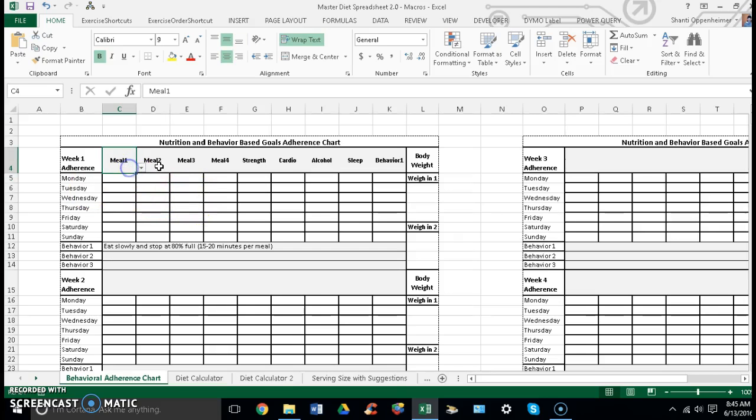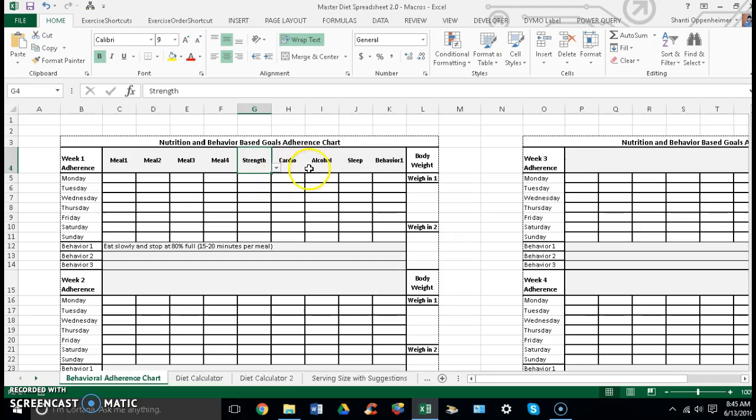If you see in these columns, you have your meal 1, meal 2, meal 3, meal 4 column. This is a variable depending on how many meals you eat. If you were someone eating 5 meals a day, we would have 5 meals worth. If you were only eating 3 meals a day, we would just delete this and you'd only have 3 meals. But we're just going to go off the 4 meal basics to get things started.